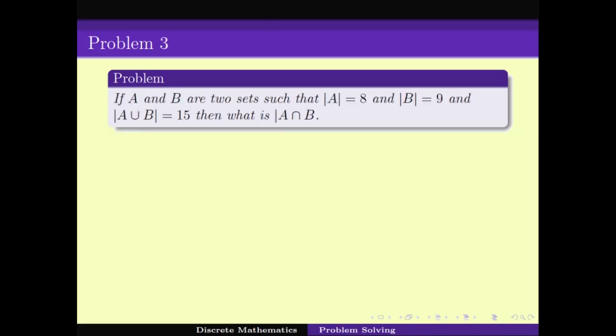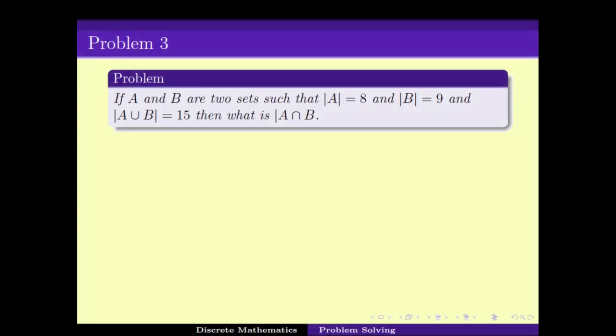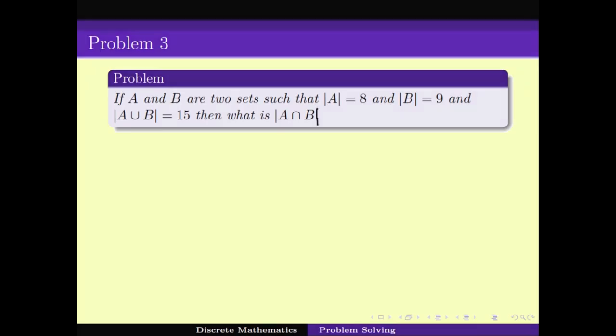Now going to the third problem. The problem states that if A and B are two sets such that size of A is 8 and size of B is 9 and A union B is 15, then what is the size of A intersection B? Of course I have missed a bar here, this should be A intersection B.